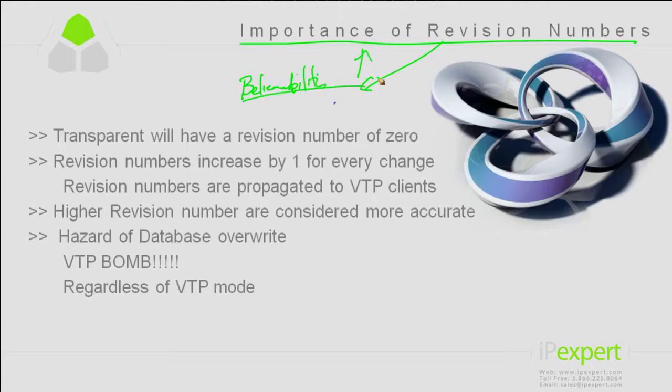So the higher the number, the more believable. A transparent switch has a revision number of 0, like I mentioned previously, which means it's not going to be believed. Revision numbers are going to increase by 1 for every change. So if I come in and I say VLAN 10, hit enter and type exit, that's going to increment my revision number by 1.